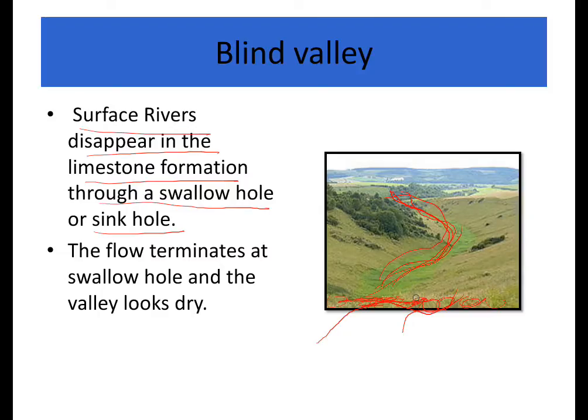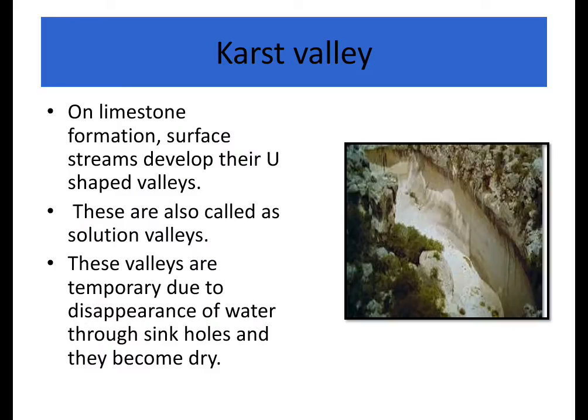This valley becomes dry, then we call it a blind valley. The flow terminates at the swallow hole and the valley looks dry. So the next one is Karst Valley. In this Karst Valley, on limestone formation, surface streams develop U-shaped valleys. So here the surface stream is flowing, but it develops a U-shaped valley.